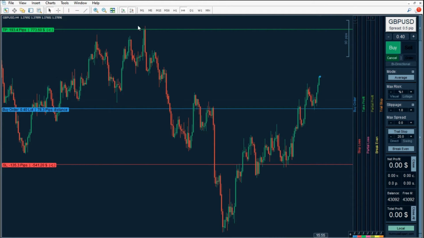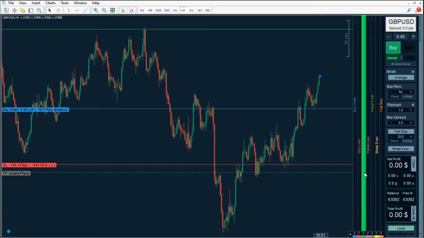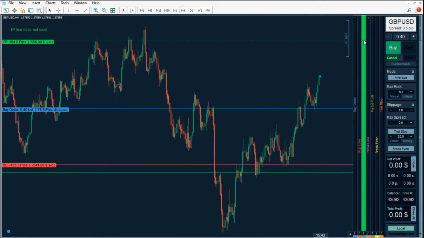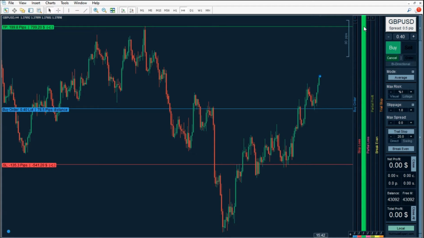So we see that setting the lines of trade in Nutricula is very simple, even if we mistakenly put the lines in an invalid place. As you can see here, the color of the lines becomes inactive and the phrase invalid place is displayed on them, which means that we need to correct the location of the lines.